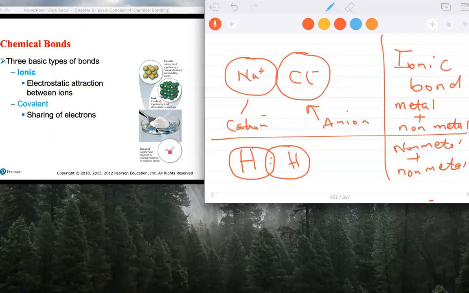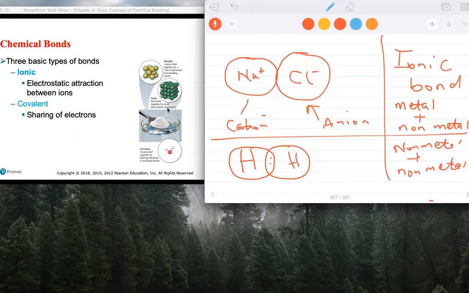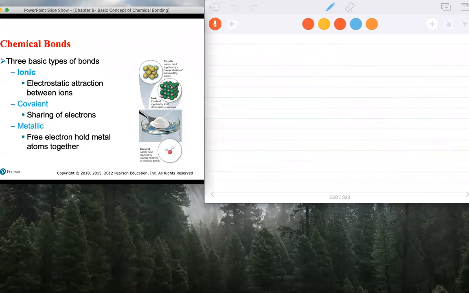The diagram here just shows the three types of bonds. So far, you've seen the covalent bond, sharing of electrons, and the ionic bond formed by cations and anions, negatively charged and positively charged particles. And then lastly is the metallic bond. A metallic bond is a bond where atoms float in a sea of electrons, all right?